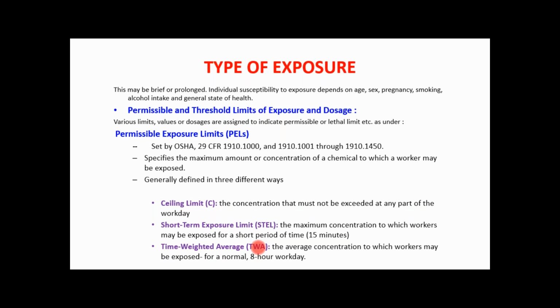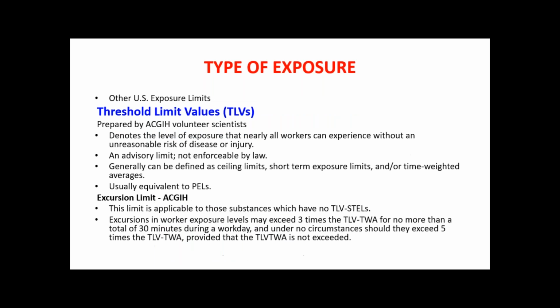Then TWA, that is time weighted average. It is the average concentration for 8 hours of working. So the average concentration to which workers may be exposed for a normal 8 hour work day is called the TWA limit. So all these maximum permissible limits may be given in terms of C, in terms of STEL, or in terms of TWA. So we must understand what exactly these C, STEL and TWA limits are.